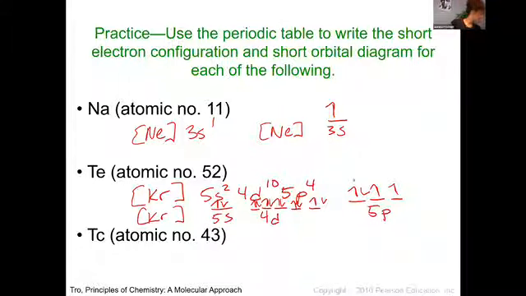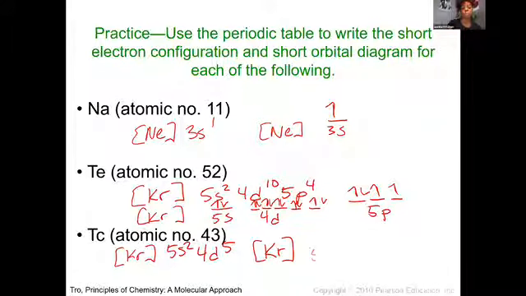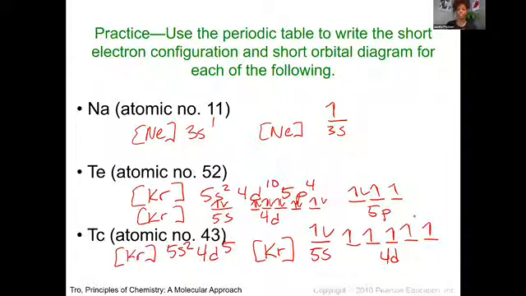And then last but not least, we have technetium. So the noble gas that comes before it is krypton, again. And so then we would say 5s2, 4d5. And for the orbital diagram, it would be 5s, 1 orbital, up and down. And then 4d with 5 orbitals and up, up, up. Okay. So again, a lot of information in this video.